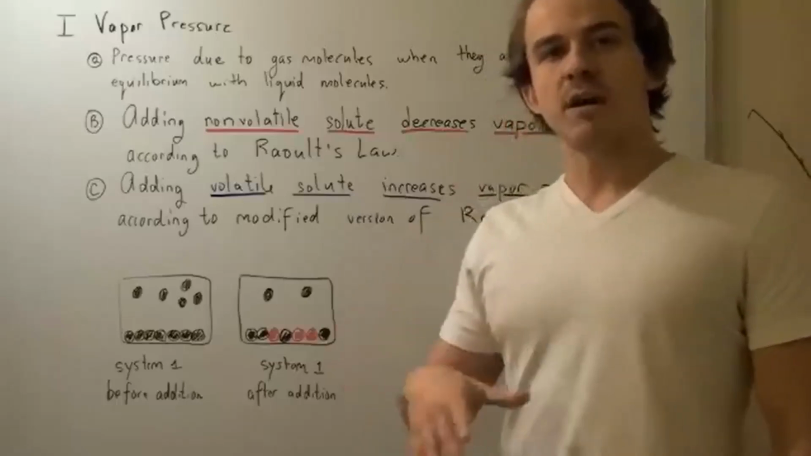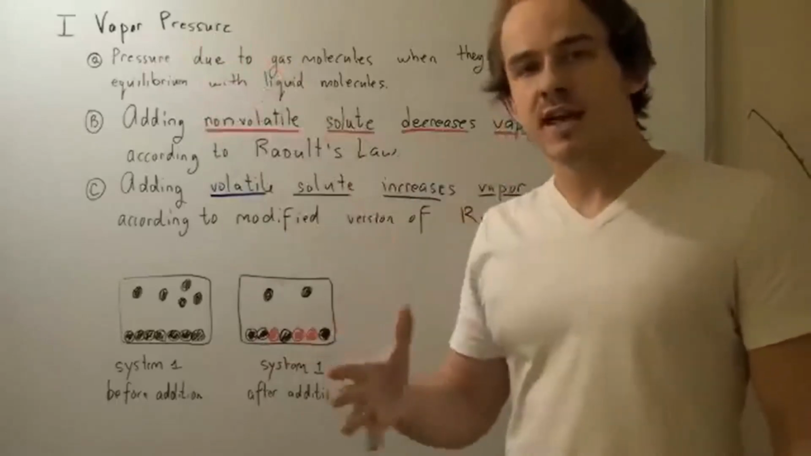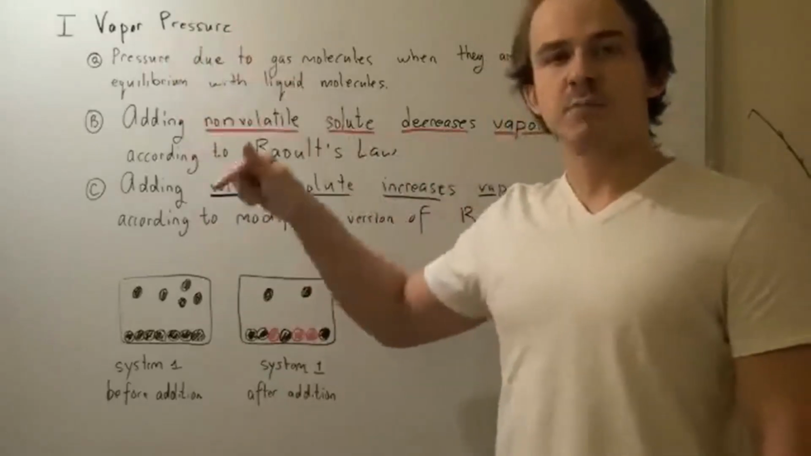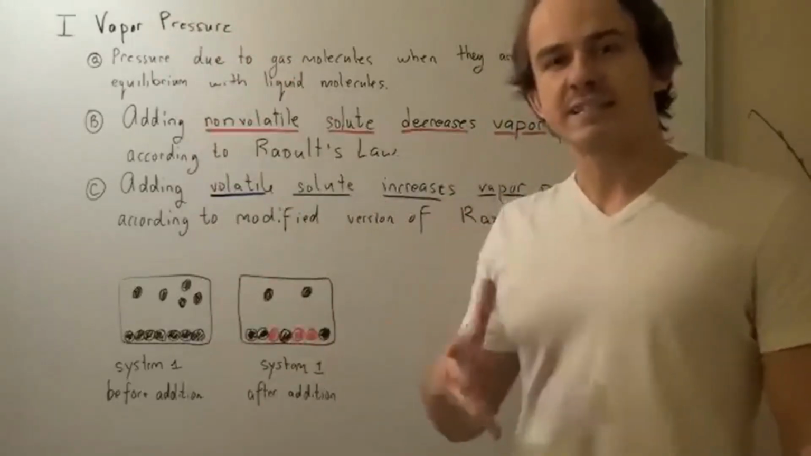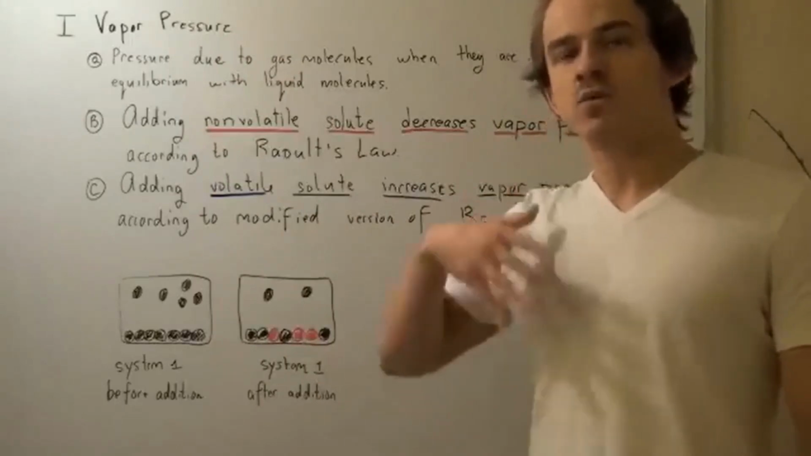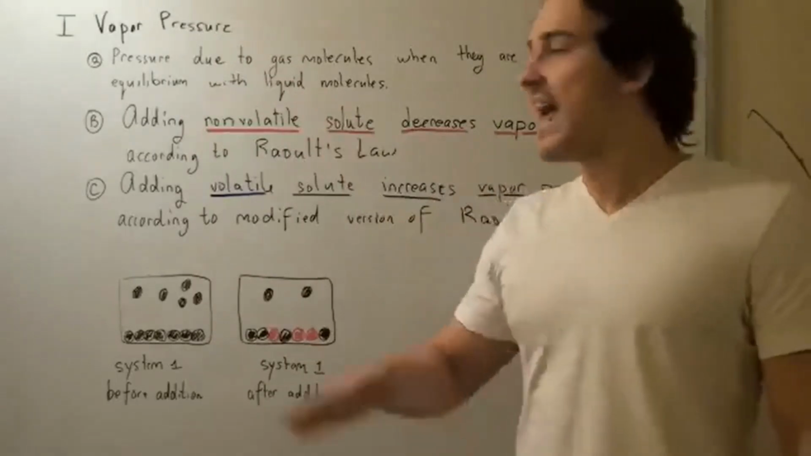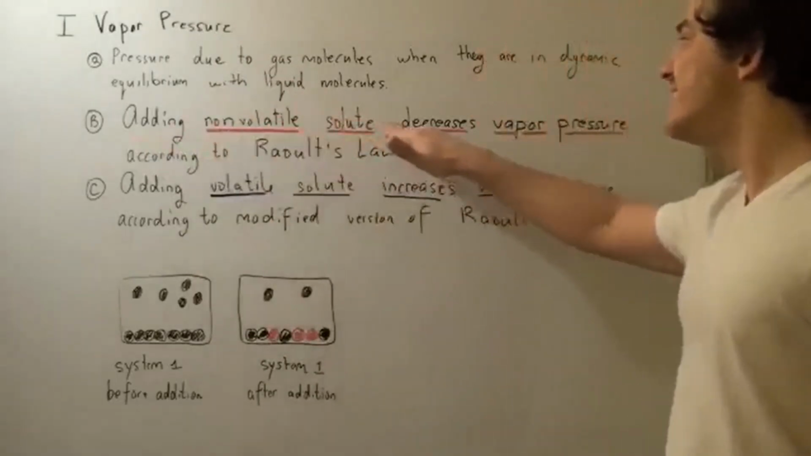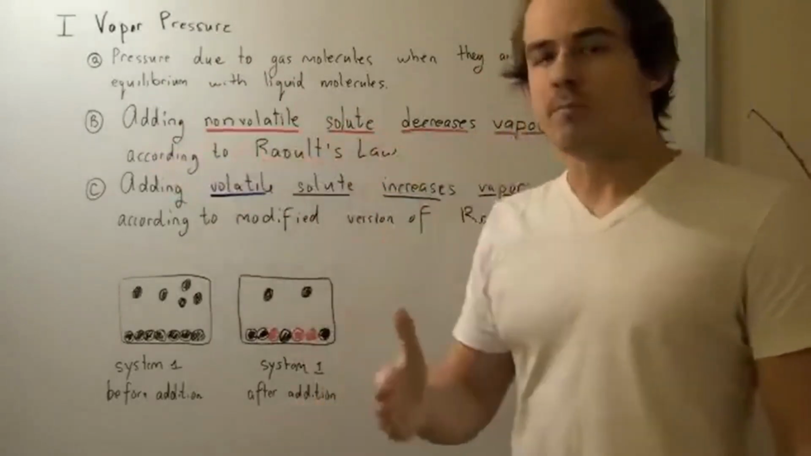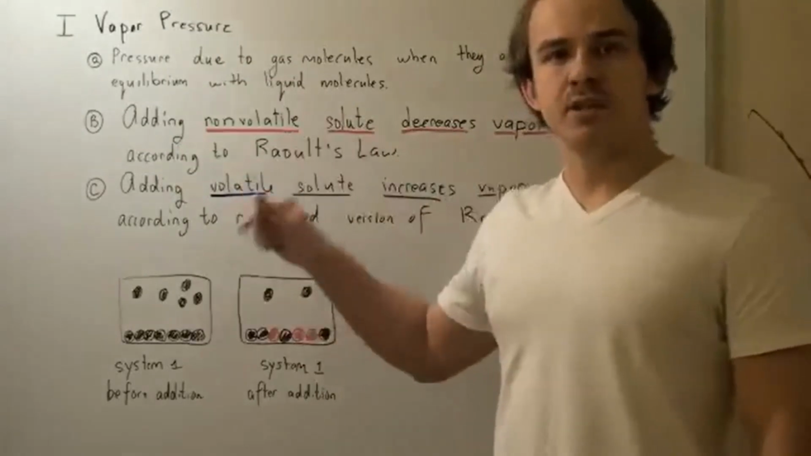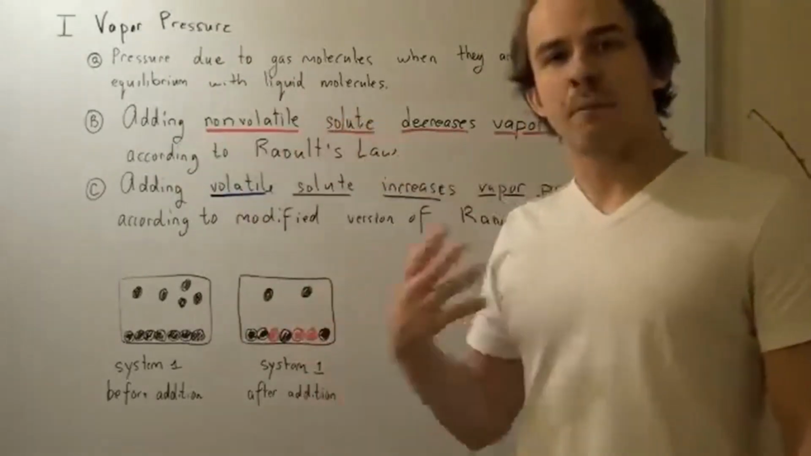I'm going to briefly talk about the first colligative property, vapor pressure. If you want to go into more detail about vapor pressure, check out my link below. So vapor pressure is simply the pressure due to the gas molecules found in dynamic equilibrium with their liquid molecules. Now we see that adding non-volatile solute decreases vapor pressure according to Raoult's law. Now if you want to learn more about Raoult's law, check out my link below. Now recall that a non-volatile solute is a solute that will not evaporate.